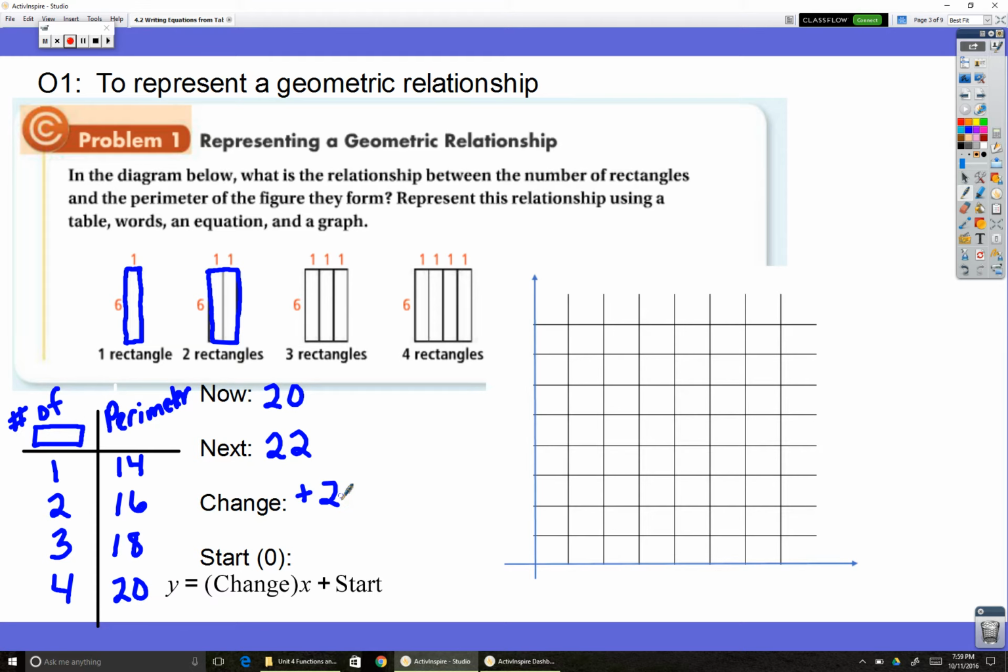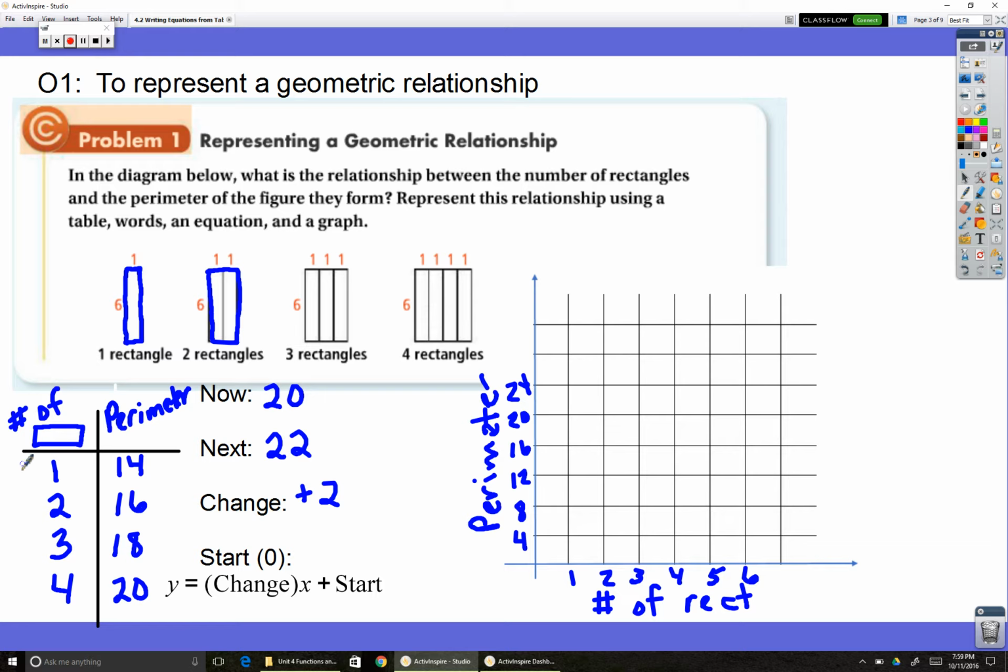Now let's take a look at what this looks like over on the graph. Along the x-axis, I'm going to put my independent variable, which is the number of rectangles, and on my y-axis I'm going to use the perimeter of the rectangles. For number of rectangles, I'm just going to label by ones. For perimeter, I'm going to go by 4, so I'm going to go 4, 8, 12, 16, 20, 24, and that should be as far as I need to go.